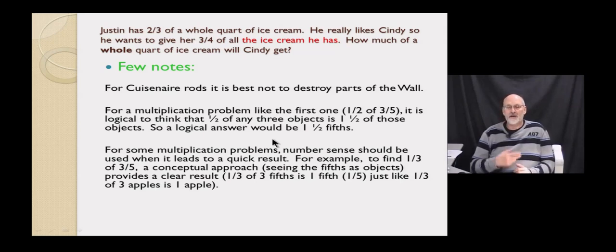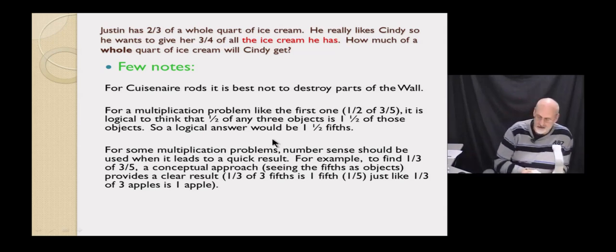It is a matter of power that you want to develop with your students, that they recognize when a problem has been presented to them that they can just think about and know the answer without having to go through some kind of mindless set of procedures, either with paper and pencil or with an area model or with Cuisenaire rods to find an answer. So something like 1/3 of 3/5, we want them to say, oh, I know the answer to that. I don't have to do anything else.